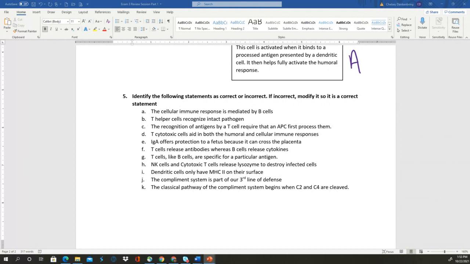So the natural killer cells and the cytotoxic T cells, those are both going to release the lysozyme. I mean, they're both going to release the two, yeah, perforin and granzyme. Okay. Yeah, okay. Sorry. No, you're fine.